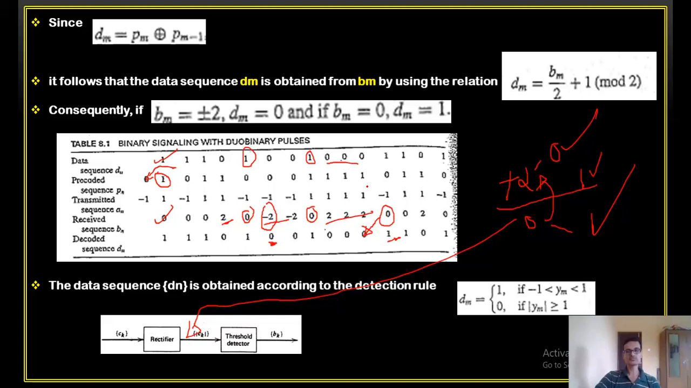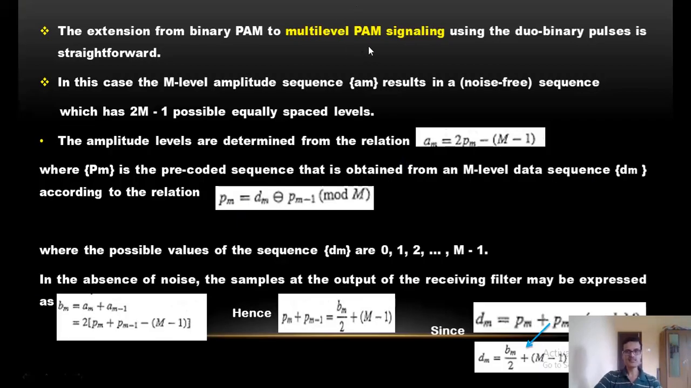Fine. Now, let us extend this concept of the modified DuoBinary coder to the M-ary case, that is multi-level PAM signaling, M-ary PAM signals. Here we are going to assign different voltage levels, that is AM, given by 2PM minus (M minus 1). In the binary case, it was 2PM minus 1. If M is equal to 2, then M minus 1 is 1, so it is 2PM minus 1. That was the equation I used to assign the voltage levels for M different symbols. So in general, it is 2PM minus (M minus 1).